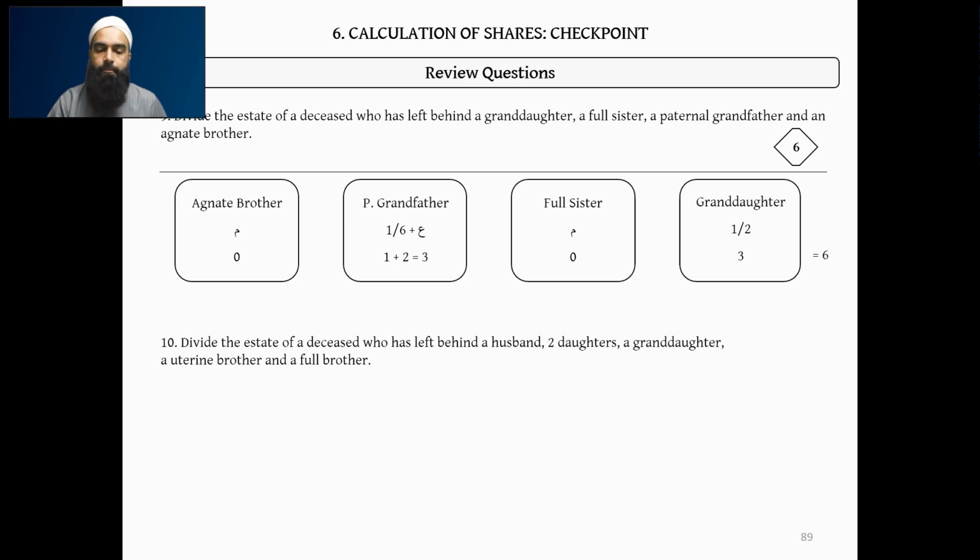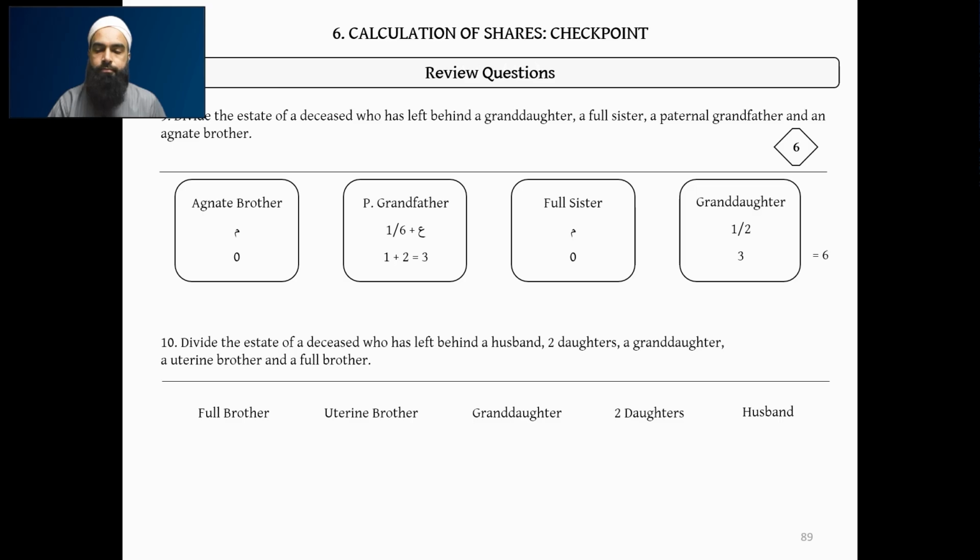Next one, deceased left behind husband, 2 daughters, a granddaughter, a uterine brother, and a full brother. So you write them all down. Husband, 2 daughters, granddaughter, uterine brother, and full brother.